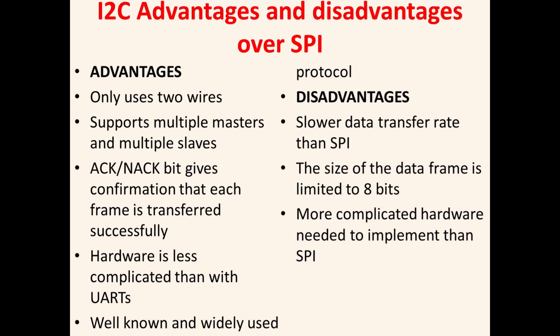So there is a limitation of data frame size, and more complicated hardware needs to be implemented than SPI, because here you need to monitor the pull-up resistor. You need to check the two line signals, SDA and SCLK, which have to be associated with the reference voltage levels for the respective pins. You have to monitor that, which is why it becomes a little more complicated than SPI.